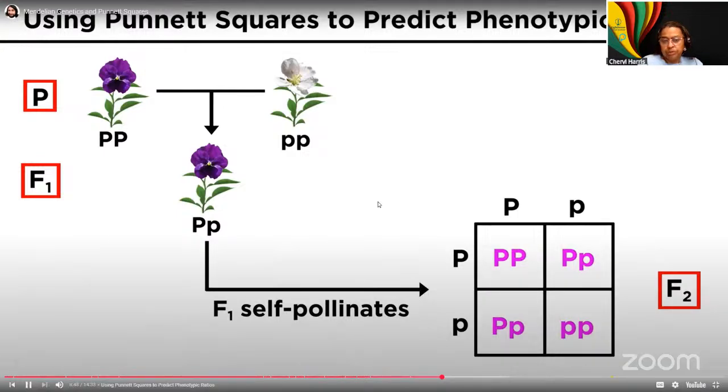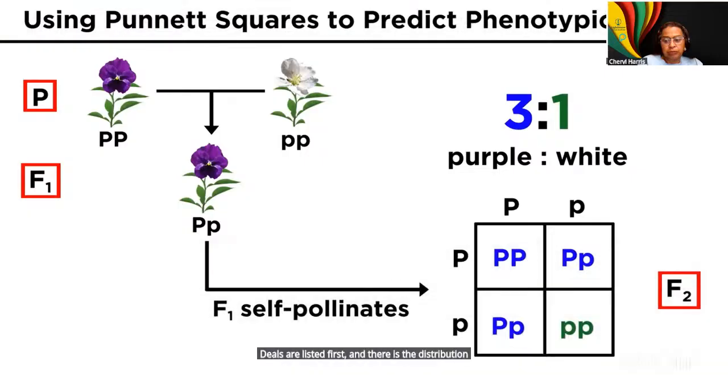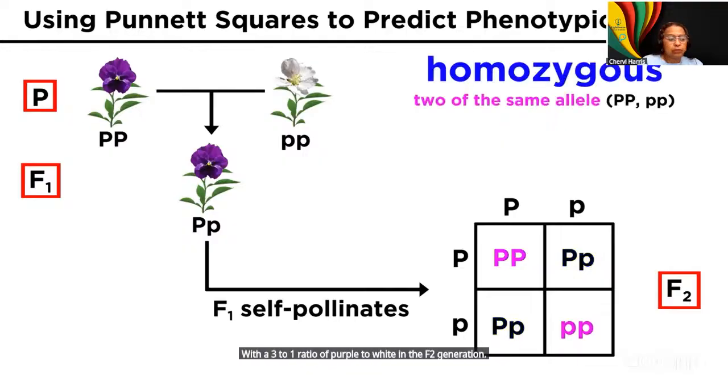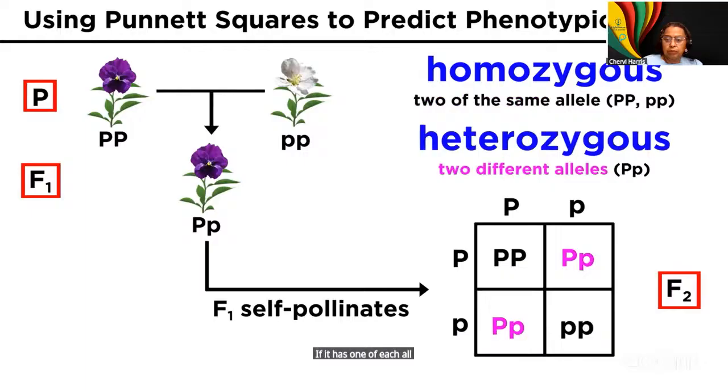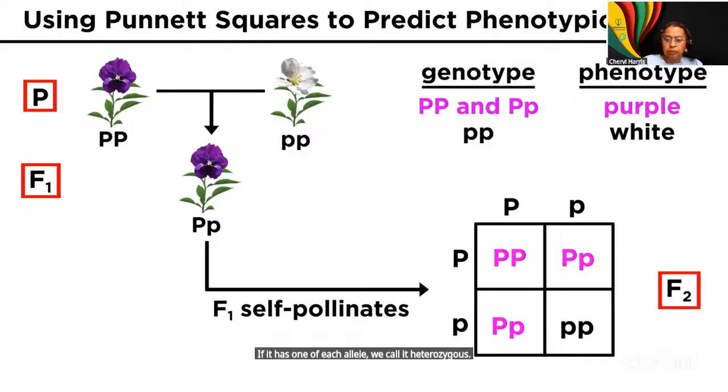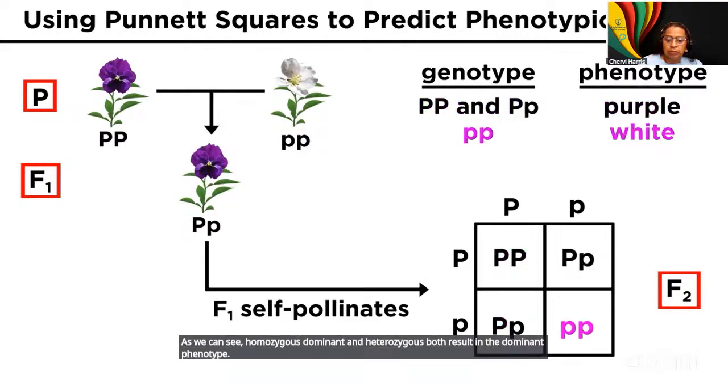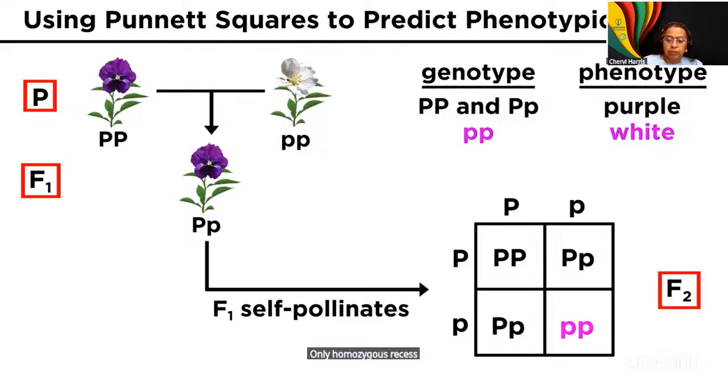Alleles are listed first, and there is the distribution just as we described before, with a 3-to-1 ratio of purple to white in the F2 generation. When an organism has identical alleles for a particular gene, it is said to be homozygous for that gene. If it has one of each allele, we call it heterozygous. As we can see, homozygous dominant and heterozygous both result in the dominant phenotype. Only homozygous recessive results in the recessive phenotype being visible in the plant.